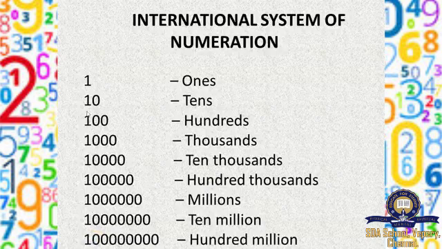International system of numeration. In the international system of numeration, 1 represents ones place, 1 followed by 10 represents tens place, 1 followed by 20 hundreds, 1 followed by 30 thousands, 1 followed by 40 10,000, 1 followed by 50 100,000. In the Indian system, 1 followed by 50 will be lakhs, but here 1 followed by 50 is 100,000. 1 followed by 60 is millions, 1 followed by 70 is 10 million, 1 followed by 80 is 100 million.